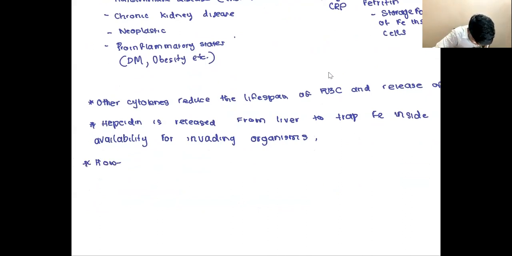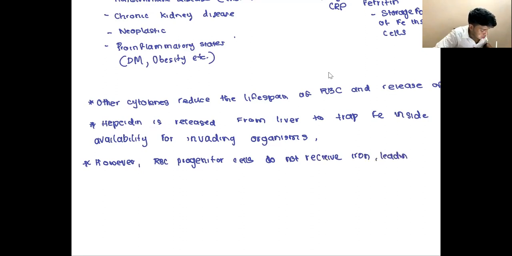However, red blood cell progenitor cells do not receive iron, leading to what type of anemia? Normocytic, macrocytic, or microcytic? Just guess.